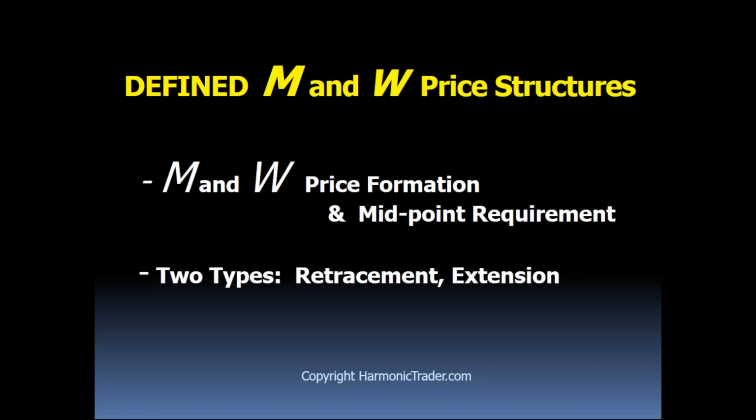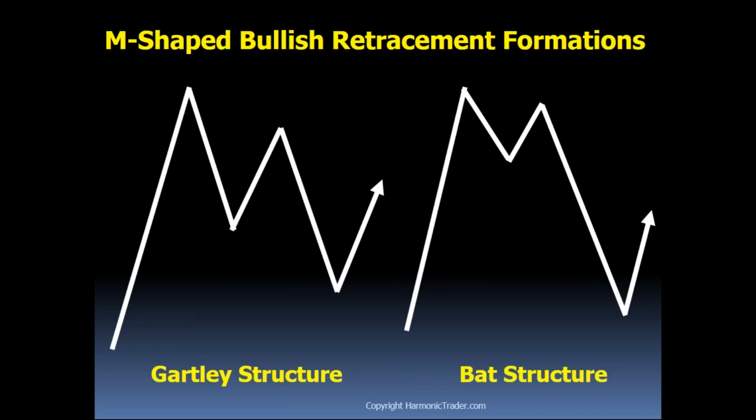There are two types of M and W formations. We have retracement patterns and extension patterns. Let's look at this M-shaped bullish retracement formation. On the left, we have a Gartley structure. That's less extreme. We notice that the midpoint is more at the middle of the structure versus a bat formation, where the midpoint is a smaller retracement higher up in this M formation. This results in a D point eventual completion as a full retest of the starting point of the structure.